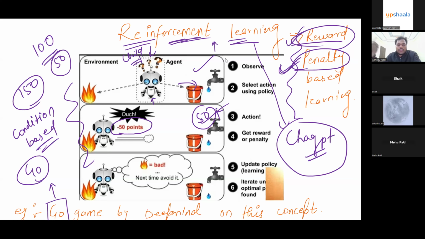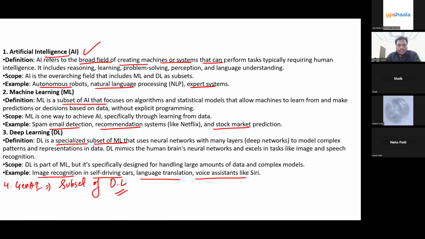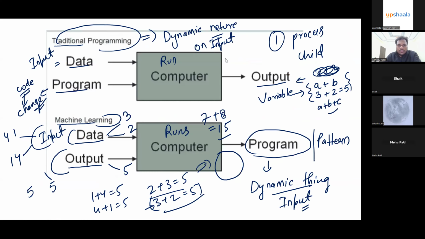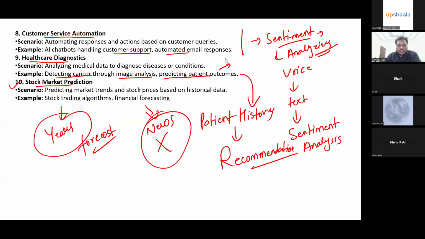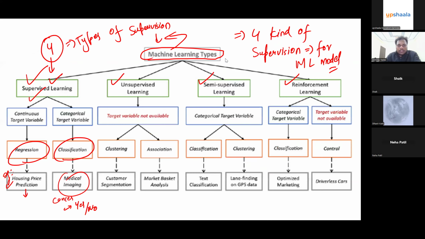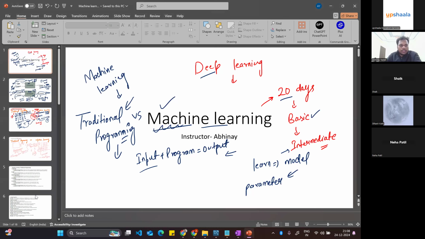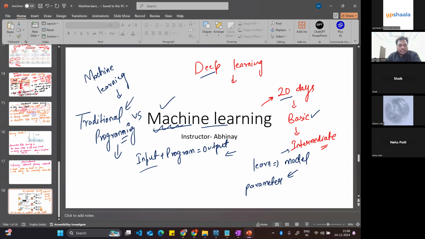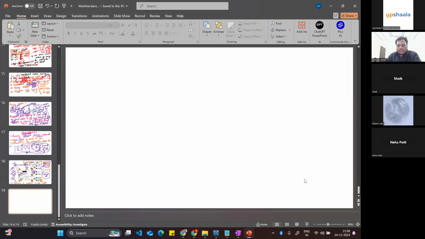So how are they using reinforcement learning? If you give me 2 minutes, I can tell you. Okay, just give me 1 minute. So we'll tell you how ChatGPT is using reinforcement learning. Anyone who wants to tell me how ChatGPT is using reinforcement learning? Anyone?